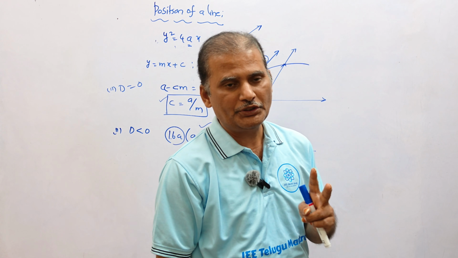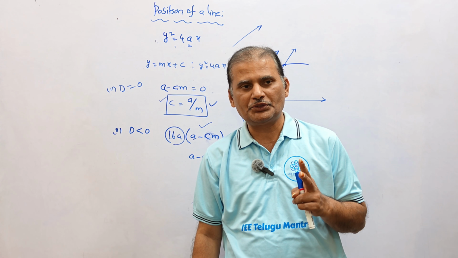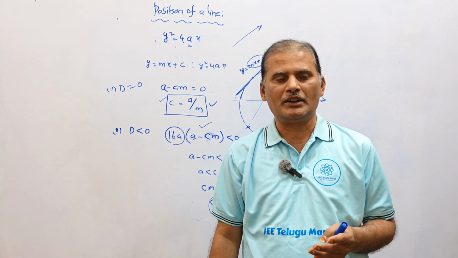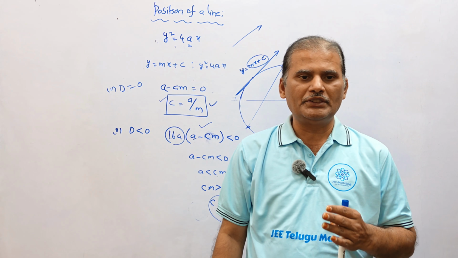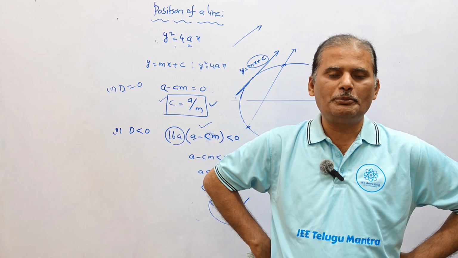The first one is the position of a point. The position of a point represents S1. If S1 is greater than 0, it is outside the parabola. If S1 is less than 0, it is inside the parabola. If S1 is equal to 0, it is on the parabola.